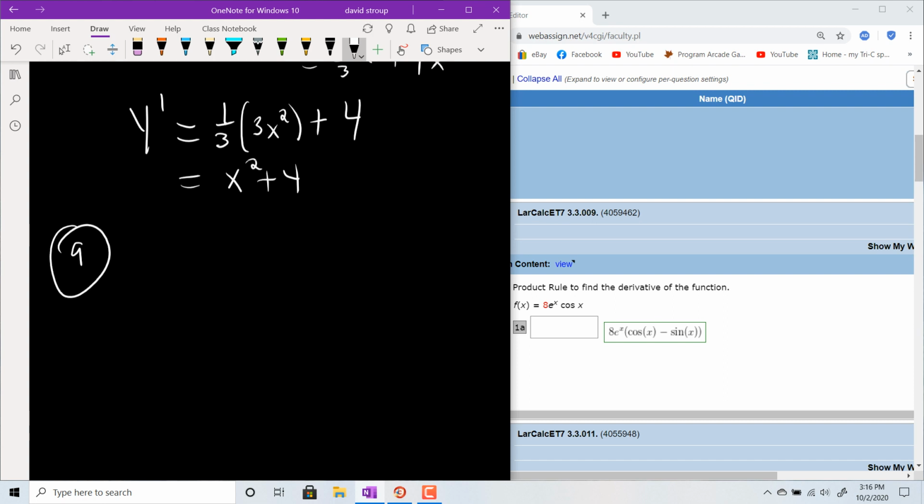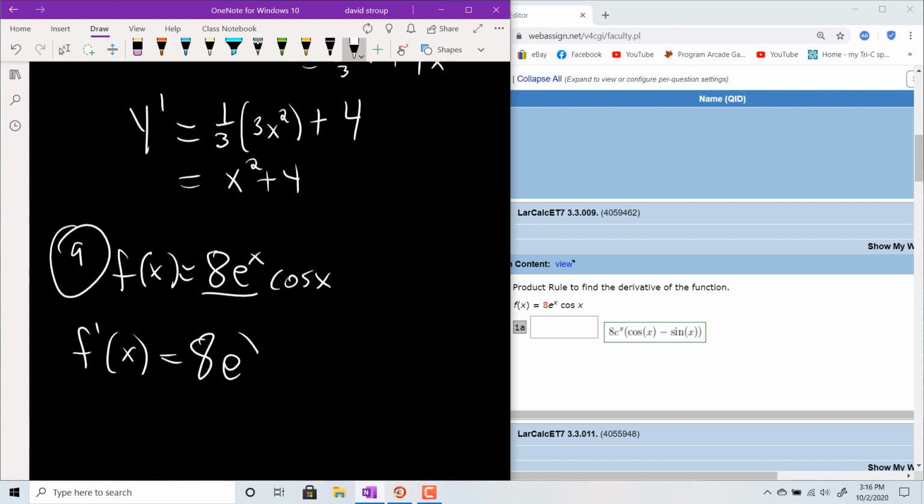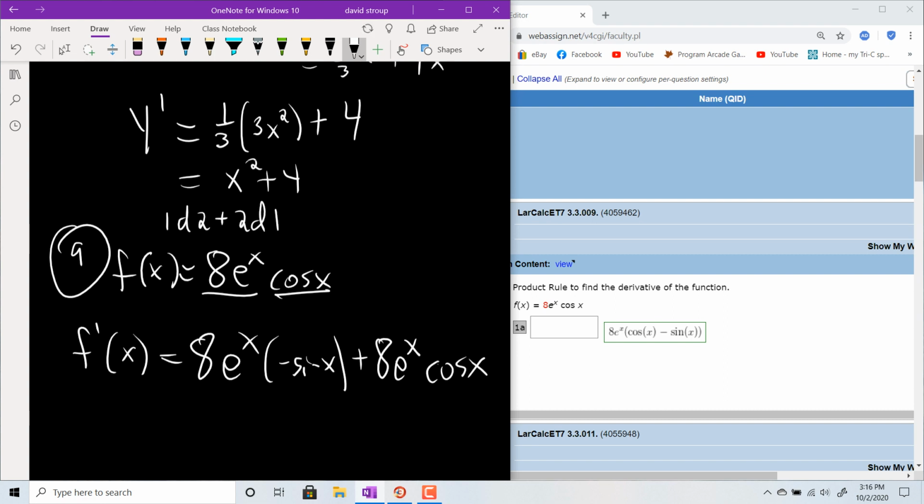Let's try number 9. Okay, so I have f of x equals 8e to the x cosine x. Okay, so the product rule, you leave one factor alone. So I'll leave 8e to the x alone and take the derivative of the other. And then you reverse it, right? Now I'm going to take the derivative of the first. So the derivative of 8e to the x is 8e to the x. And then you leave the second factor alone, so cosine x. Some people say it's 1d2 plus 2d1 is one way to remember it.